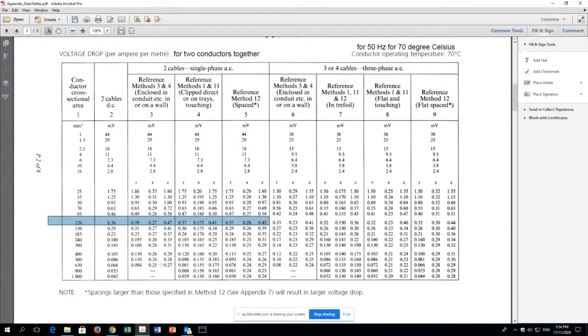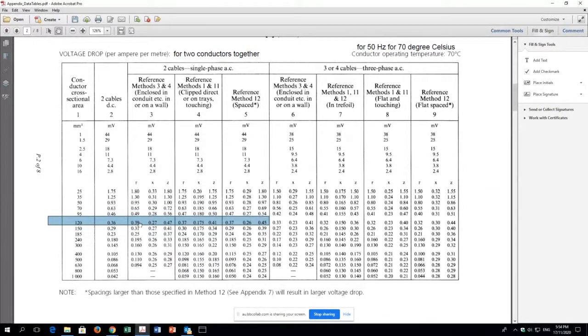Let's take this as an example. Suppose the cable has a cross-sectional area of 120 square millimeter. When we use two single core cables for the DC circuit, its voltage drop per ampere per meter for two conductors together is 0.36 millivolts per ampere per meter. This is the resistive voltage drop.